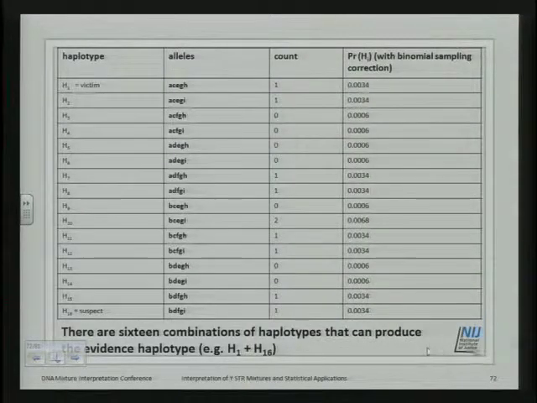So what you can do is, here's all the haplotypes, and here's the count in the database, and here's the frequency of that haplotype, the probability of that haplotype, with the binomial sampling correction listed. So for one observation, it's 0.0034. For two, it's double that. And for zeros, they're all the same at 0.0006 because they're unobserved. So there are 16 combinations of haplotypes that can produce the evidence haplotype.